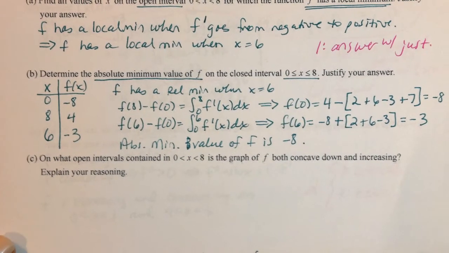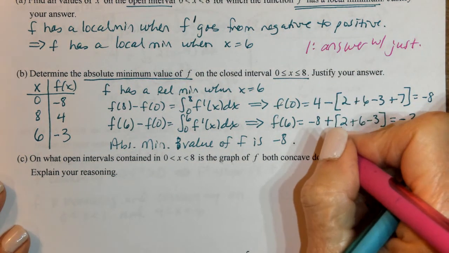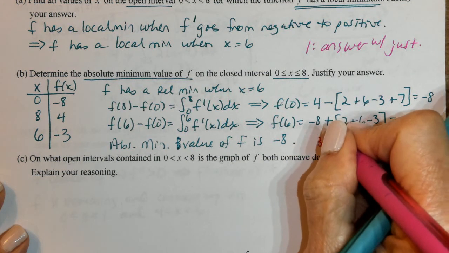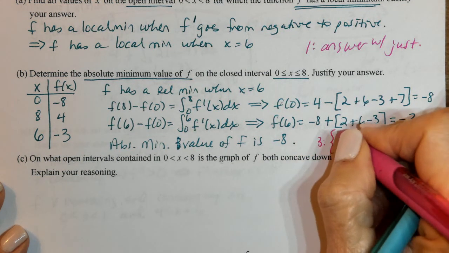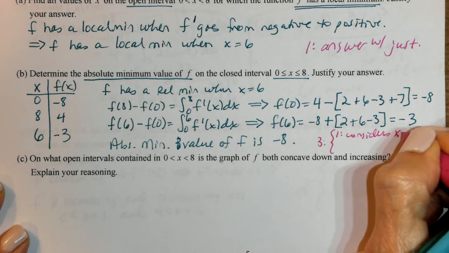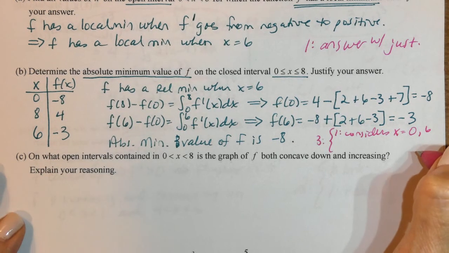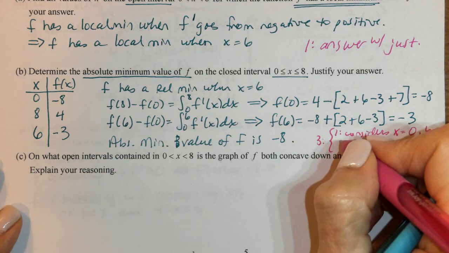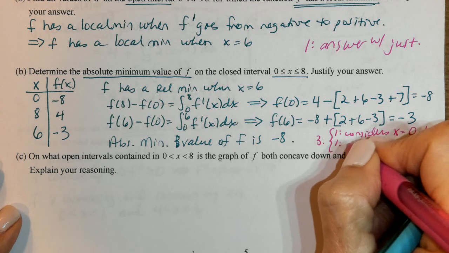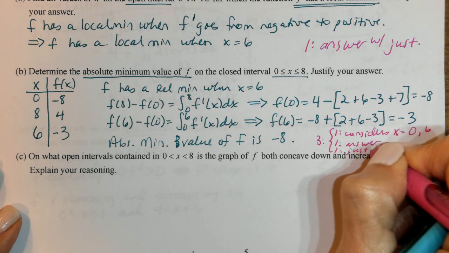My justification is the closed interval test. Or you can, if you really want to, say by closed interval test, but it's unnecessary. This was worth 3 points. 1 point for considers x equals 0 and 6. Had to consider x equals 0 and 6. 1 point for the answer. 1 point for the justification.